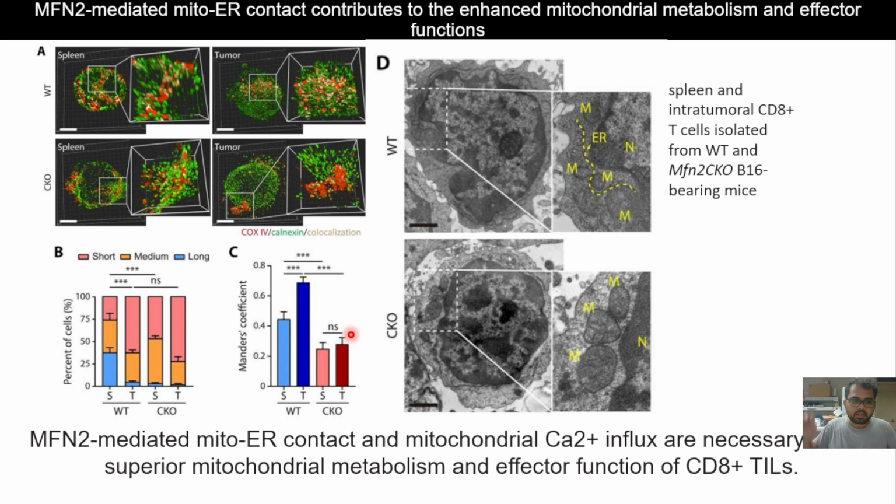Further, what they have concluded is that MFN2-mediated mito-ER contact and mitochondrial calcium influx are necessary for superior mitochondrial metabolism and effector function of CD8 T cells. Although this conclusion cannot be made directly from these experiments, they did more experiments, which we will talk about in the upcoming slides. Basically, this data is showing that after knocking out MFN2, there is less connection between mitochondria and the ER.